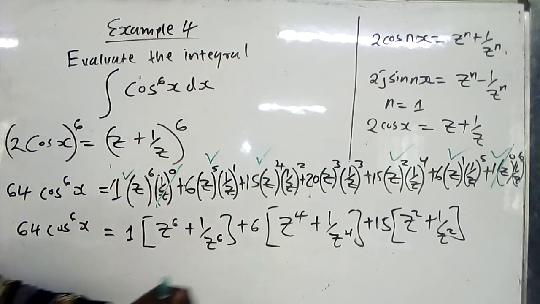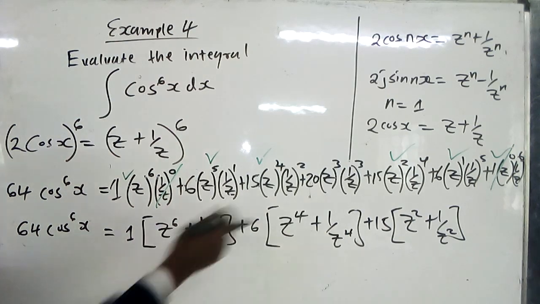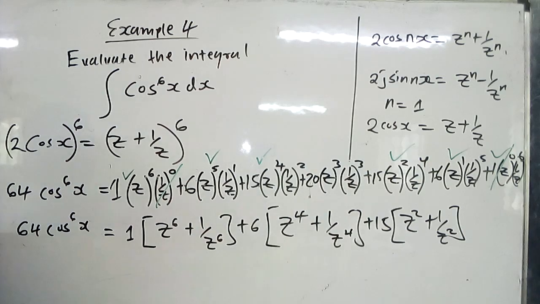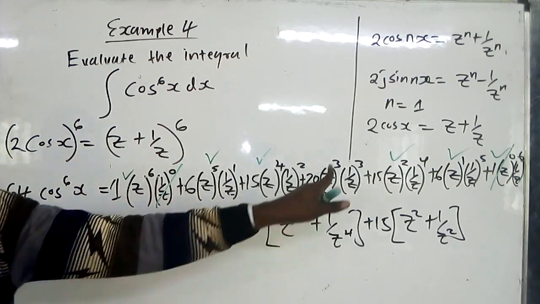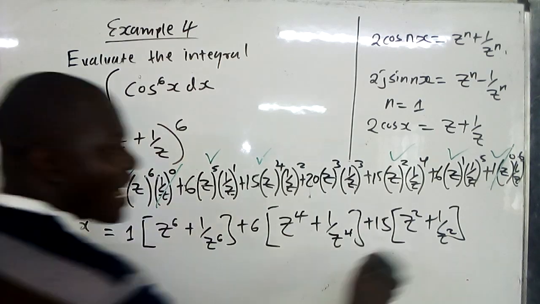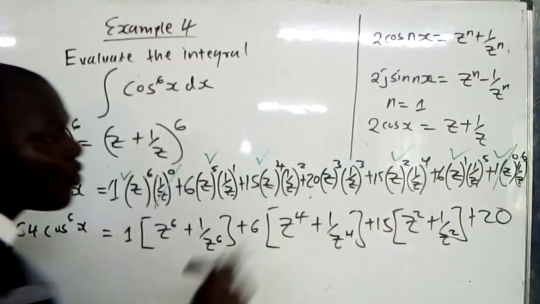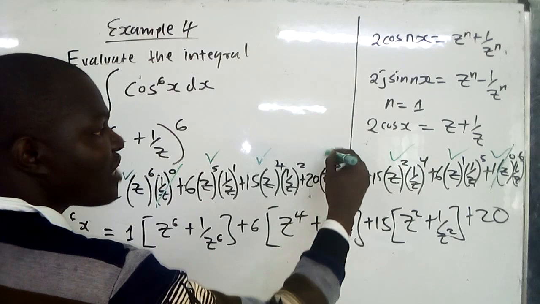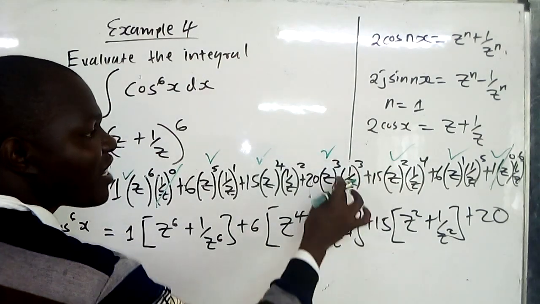Good. Then you move to the last one. The one without a partner is always the constant term. Are we together? You can see this square does not have a partner to join with. So it is a constant term. Meaning z raised to power 3 divided by z raised to power 3 is 1. So at the end you remain with 20, because z raised to power 3 divided by z raised to power 3 is 1.